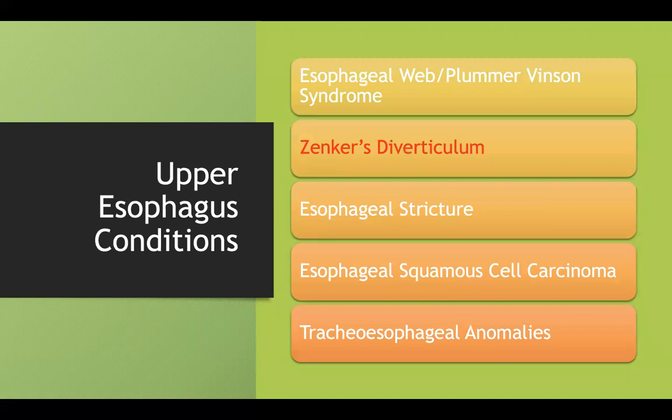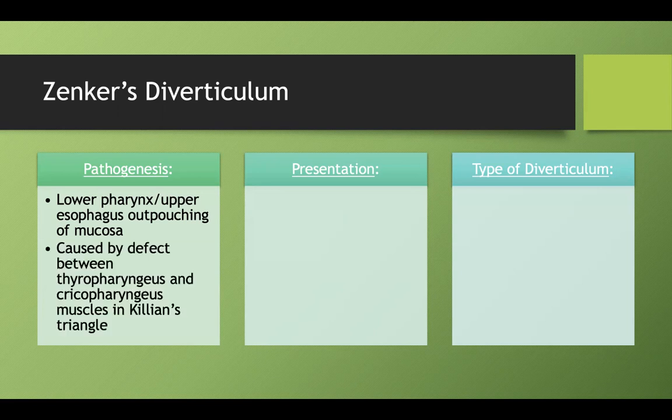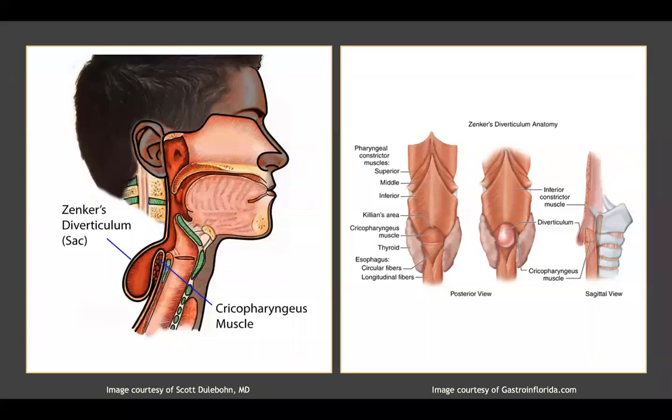So now let's move on to Zenker's diverticulum. So this is a lower pharyngeal or upper esophageal outpouching of the mucosa, and it's caused by a defect between the thyropharyngeus and the cricopharyngeus muscles in Killian's triangle. I know that seems really low yield, but I gotta tell you, they love to test this stuff. So just keep this in mind.